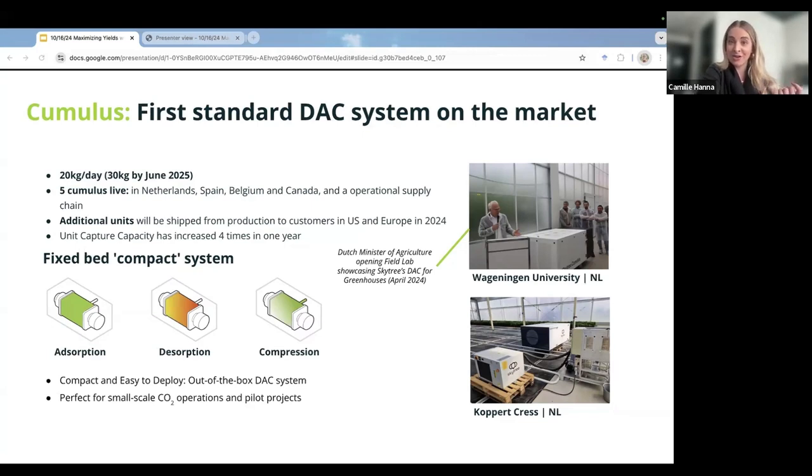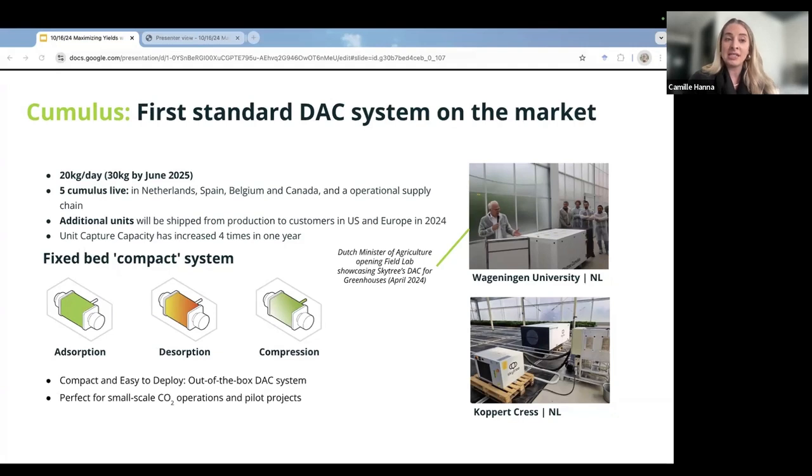Koper Cress, another partner of ours in the Netherlands. We do have a unit in Canada with Fieldless. We have a unit in Spain and Belgium, and we will be delivering our first US system actually in Pennsylvania in January. And of course, we will deliver more of these units.